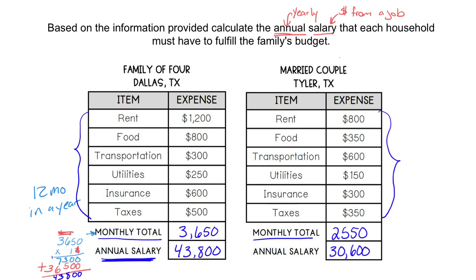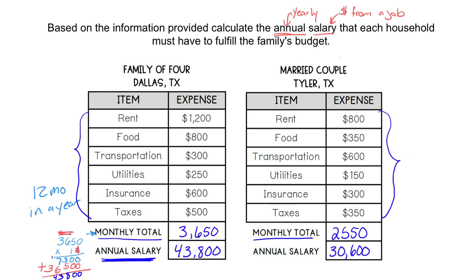So some things I want you guys to consider is, why would a family of 4 in Dallas need to make more money every month than just a married couple living in Tyler? So notice how there is about $13,000 difference in the amount of money they need to cover the monthly budget.